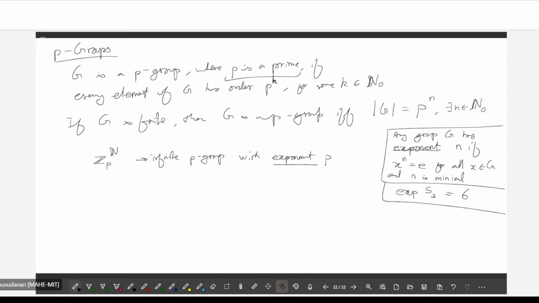Exponent is infinity, you can say. Okay, that means an exponent, but it is a P group. So, a modified example: in this case, every element has order at most P here. One where elements of order P exist, P squared, also P cubed, also P to the power 4, and so on. All of them.